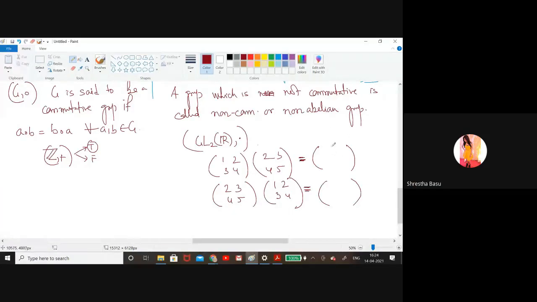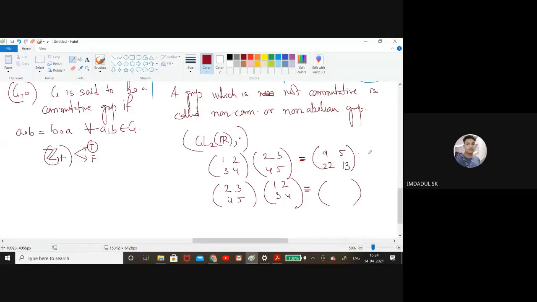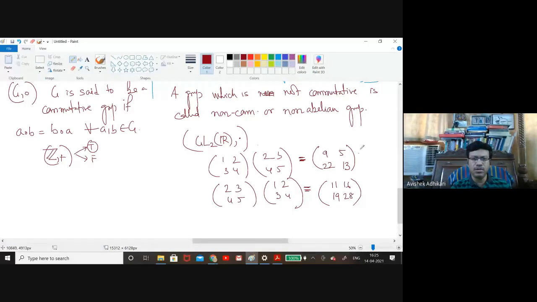So the first one is 9, 5, 22, 13. Is it correct, for those who have done it? The second one is 11, 16, 19, 20. The first one, is it correct to all? Any other answer? Quickly tell me, true or false?